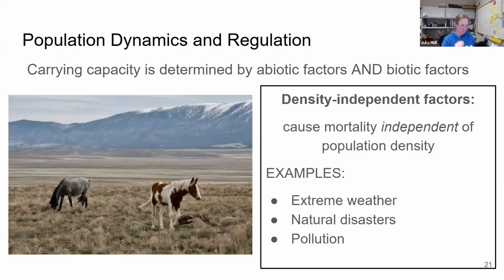So if you hunt, don't use lead bullets. Keep our condors safe. Okay, so some examples of density independent factors that do not depend on how many individuals there are in a population are extreme weather events, natural disasters, and pollution like lead pollution, and they tend to be abiotic.